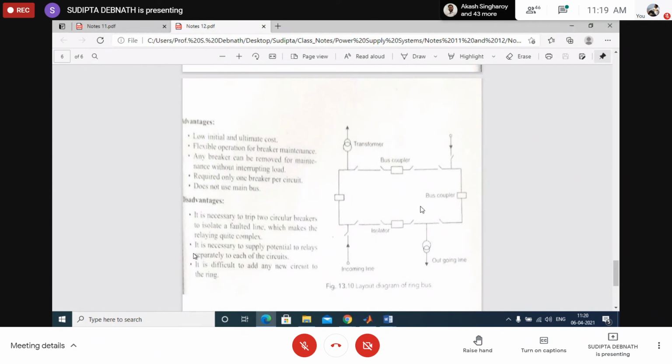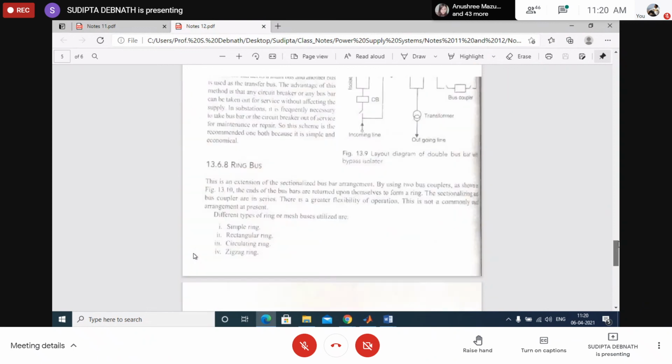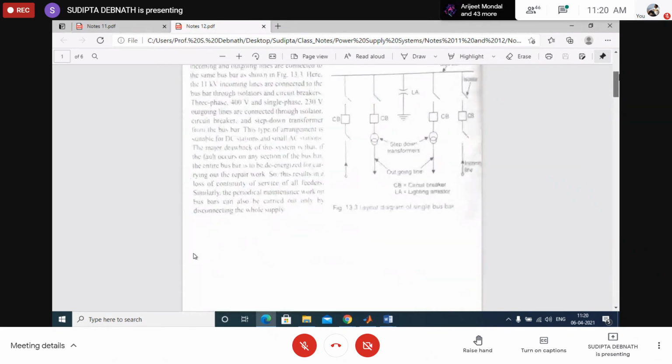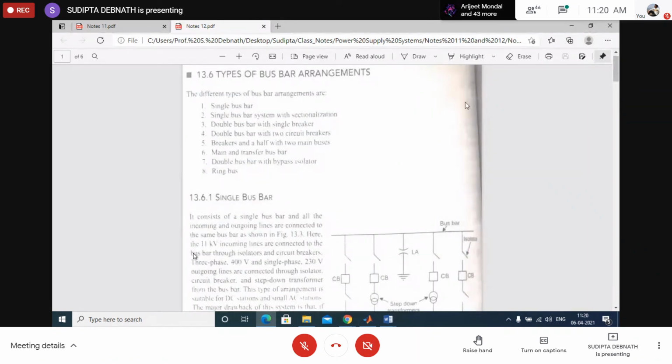This is the bus coupler. When both are closed, it acts as a ring system. Of course, the ring system has some disadvantages. That is why it is also used for distribution systems. Again, I am telling you that these divisions are not very strict. You can study from any book, and in some other books you may find different names, but the concept will be the same in both cases.